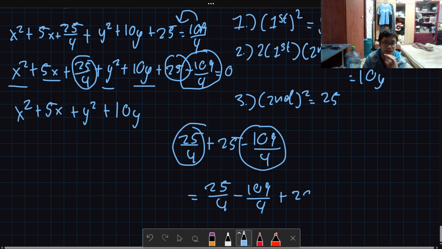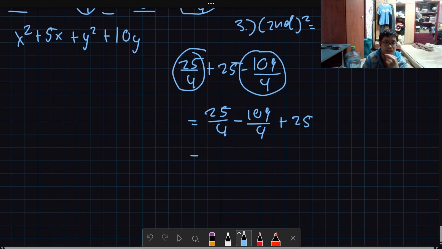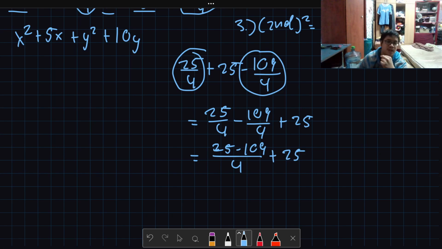So let's combine them. 25 all over 4 minus 109 all over 4 will give you 25 minus 109 all over 4. Let's add them together. Negative 100 plus 20, that's negative 80. And 25 minus 9, that's negative 4. So negative 80 minus 4 is negative 84.